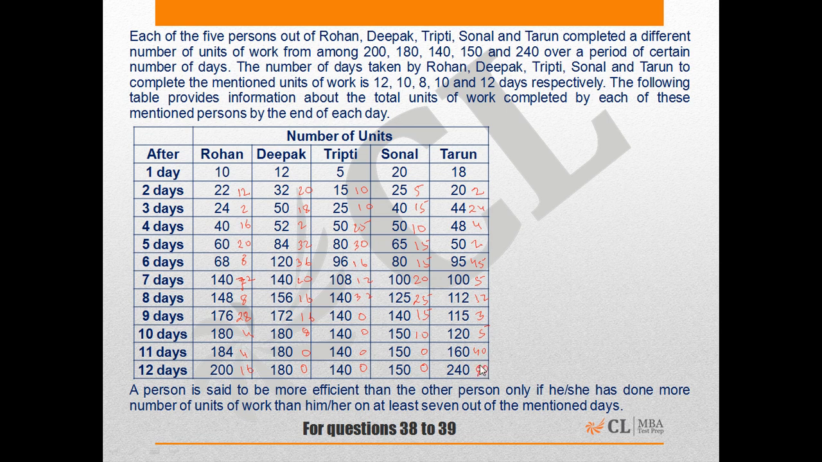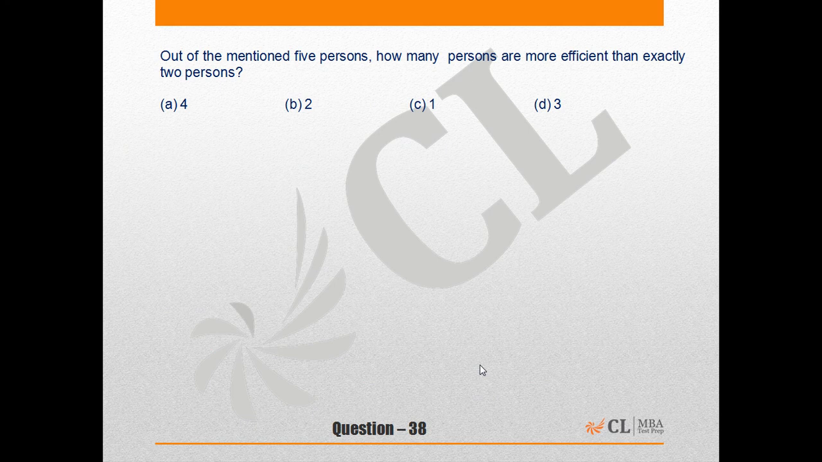Now we have this data. Now let's look at the question. Out of the mentioned 5 persons, how many persons are more efficient than exactly 2 persons? This question requires serious effort because we have to compare every individual with every other individual.